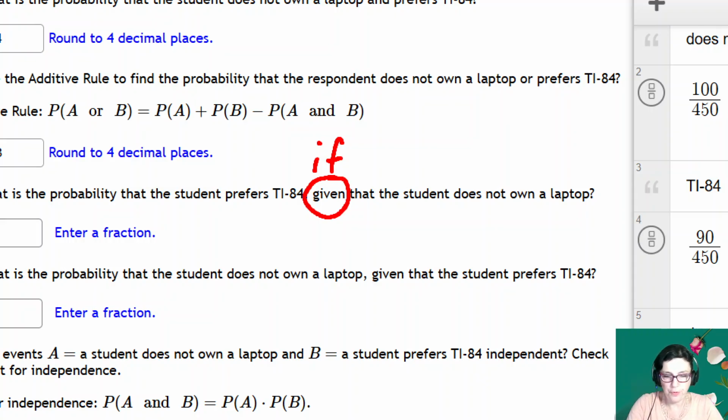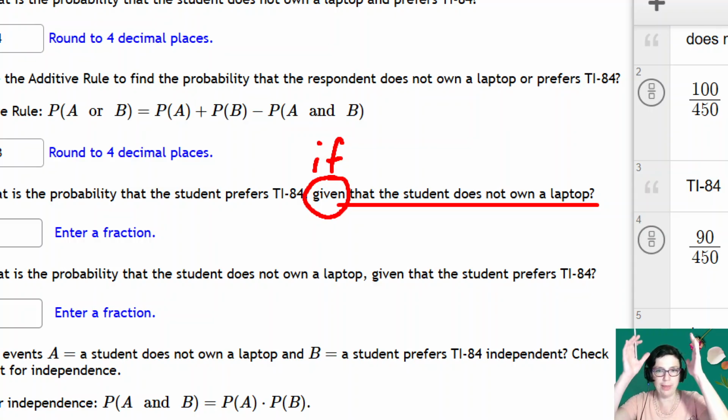And then whatever follows after that word will be your condition, and that should be on the bottom. So what you're thinking about, I know that the student does not own a laptop. So now I am in the universe of students that don't own a laptop. How many of them prefer TI-84?